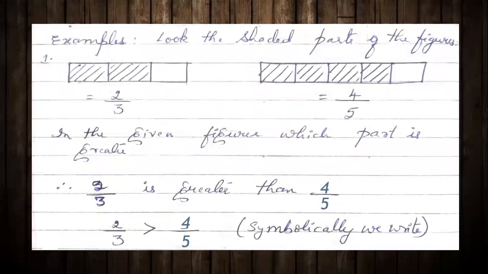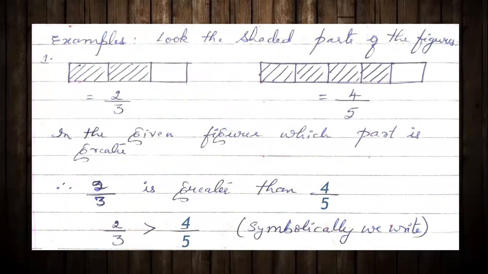This was a note. Next, we go through the examples with the figures. Look at the shaded parts of the figures. Here two figures are given with the shaded parts. In the first figure, there are totally how many parts? 3 parts. Out of 3 parts, 2 parts are shaded. So we write the fraction as 2 by 3.